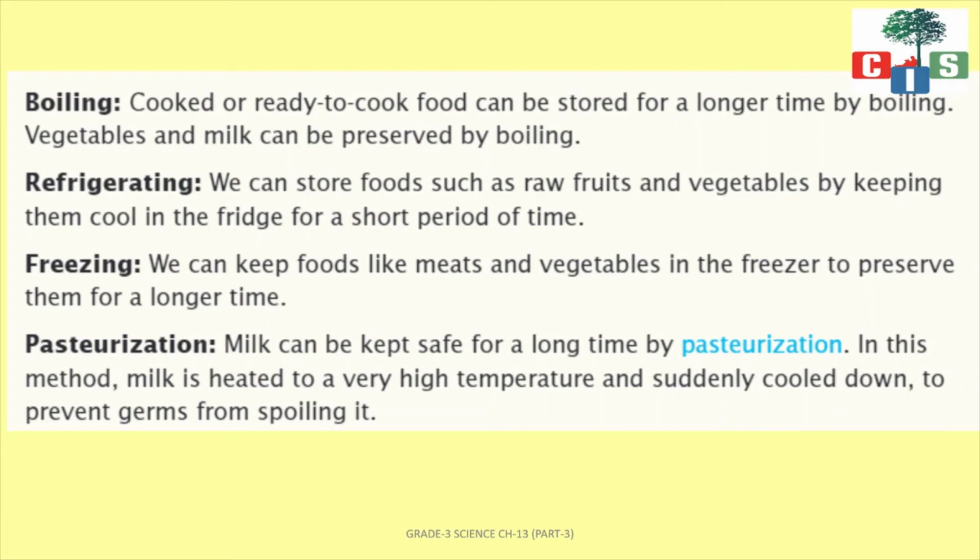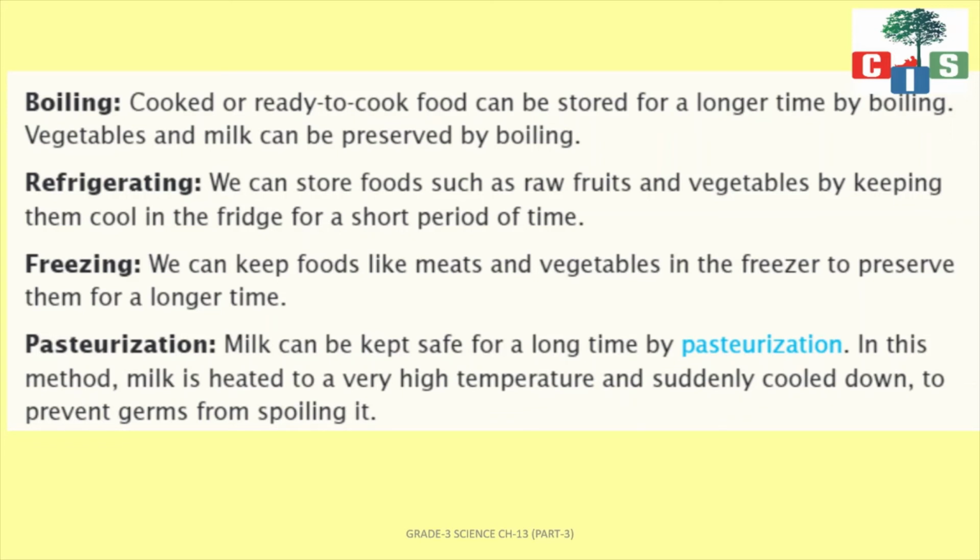Then refrigerating means we are keeping our food item in the refrigerator. We can store food such as raw fruits and vegetables by keeping them in a cool place for a short period of time. Now what is freezing? Freezing is when we keep food like meat and vegetables in the freezer to preserve them for a long time. Then pasteurization. Pasteurization is one method in which our milk is preserved for a long time. Milk can be kept safe for a long time by pasteurization.